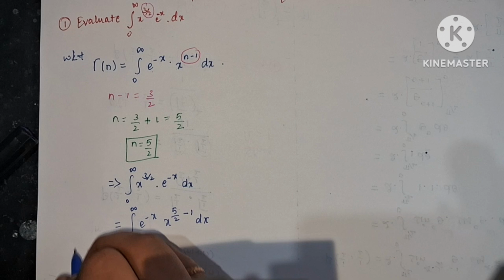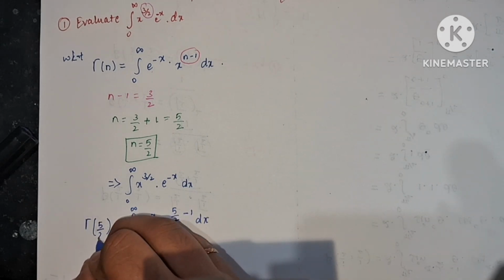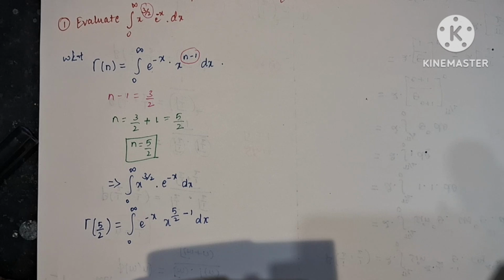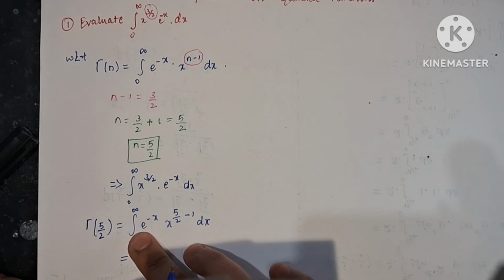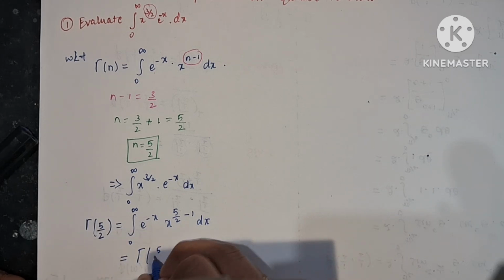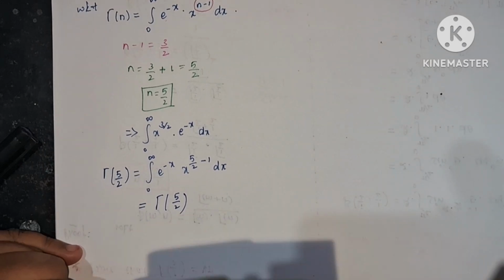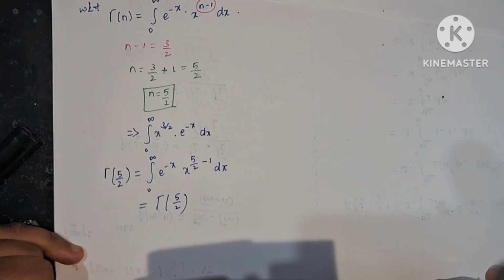Done. So what is our gamma of n value? Gamma of n is nothing but 5 by 2. Clear? So how can I write this? Instead of integrating, we can just write gamma of 5 by 2. Correct? So now I have to find out the value of gamma of 5 by 2.